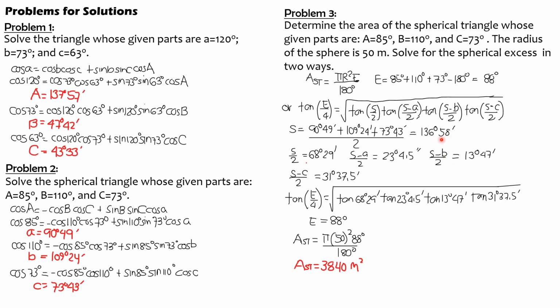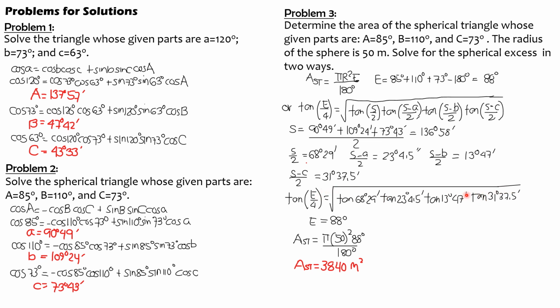136 degrees 58 minutes minus 109 degrees 24 minutes all over 2. So that is 13 degrees 47 minutes. And finally, S minus C all over 2, 136 degrees 58 minutes minus 73 degrees 43 minutes all over 2 is 31 degrees 37.5 minutes. Substitute into the formula: square root of tangent of S over 2, tangent of quantity S minus A over 2 times tangent of quantity S minus B over 2 times tangent of quantity S minus C over 2.